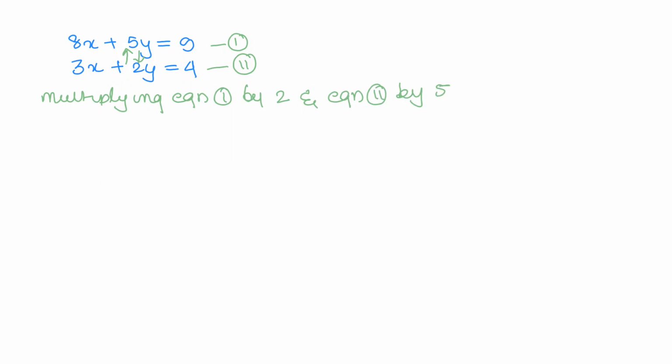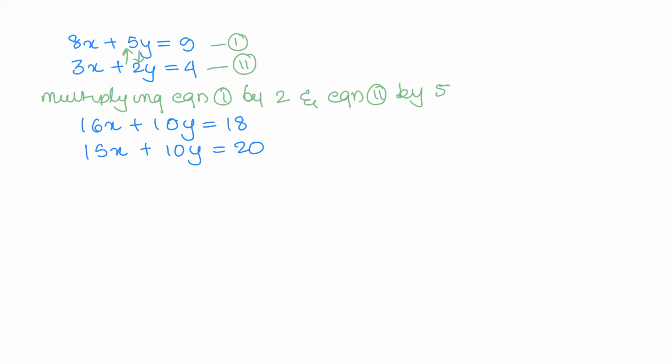So चलो equation number 1 को multiply करते हैं 2 के साथ. तो ये हो जाएगा 16x plus 10y is equal to 18, because we're multiplying it by 2 on all the sides. अच्छा, equation number 2 को multiply करेंगे by 5. So this is going to become 15x plus 10y is equal to 20. So we have multiplied equation number 2 by 5.